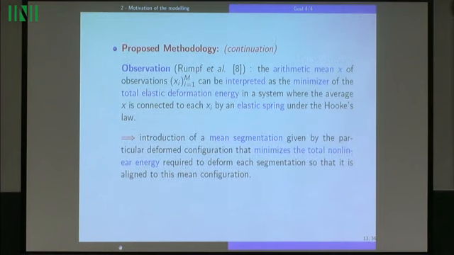And then, based on the observation that the arithmetic mean x of observations xi can be interpreted as the minimizer of the total elastic deformation energy in a system where the average x is connected to each xi by an elastic spring, we propose to define our mean segmentation as the particular deformed configuration that minimizes the total nonlinear energy required to deform each segmentation so that it is aligned with the mean segmentation.